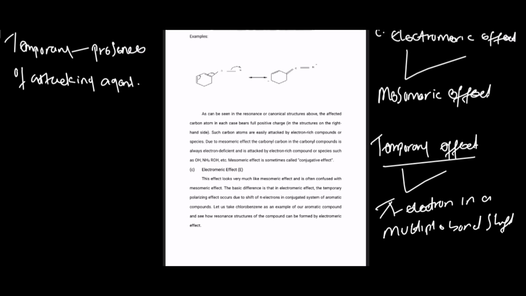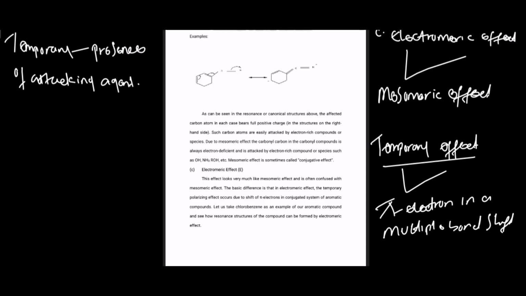So in essence, that is unlike the mesomeric effect. You know that the mesomeric effect is permanent. That is the key difference between the electromeric and the mesomeric. In mesomeric, the shift is permanent, while the electromeric effect is a temporal effect when the pi electron in a multiple bond shifts completely to one atom in the presence of an attacking agent.